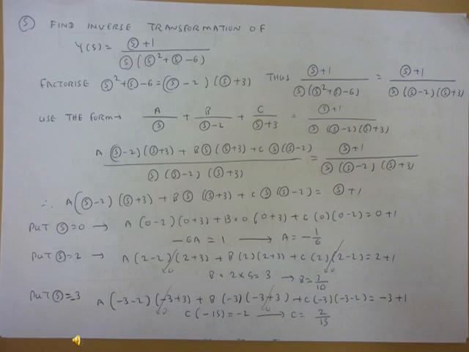And then put s equal to minus 3. So that will be A multiplied by (minus 3 minus 2) multiplied by (minus 3 plus 3) plus B multiplied by (minus 3 plus 3) plus C multiplied by (minus 3 minus 2) is equal to minus 3 plus 1. So C multiplied by minus 5 is equal to minus 2. So C is equal to 2 by 5. So we call these the A, B, C values. And then we continue to see this next PowerPoint for this problem.